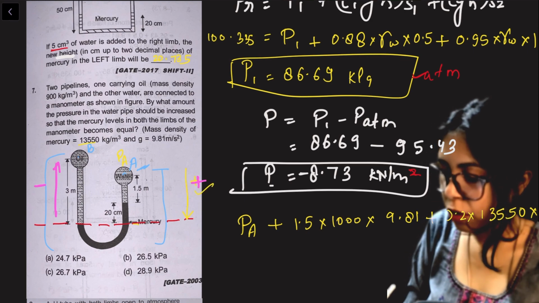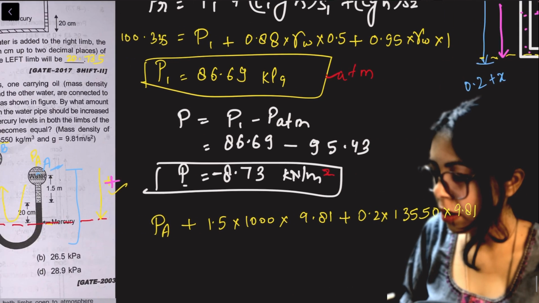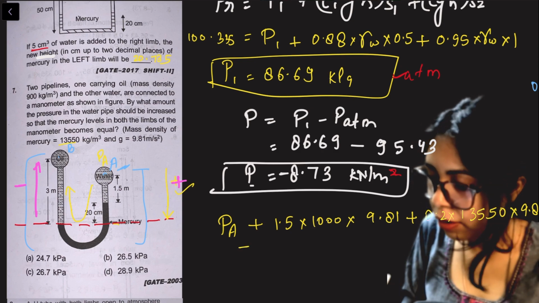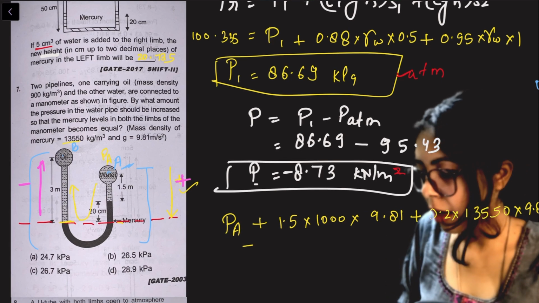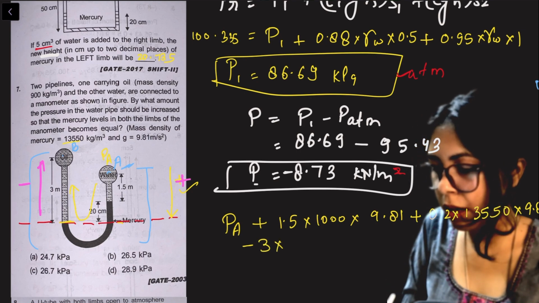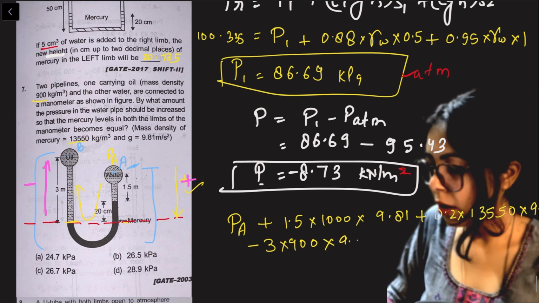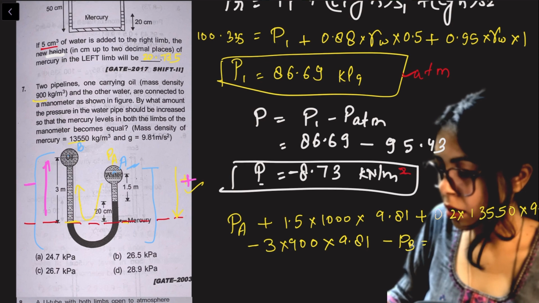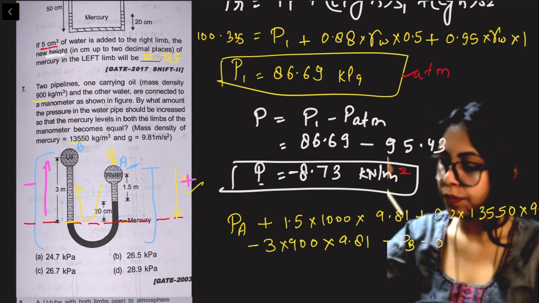Now I am going to the left limb, from right to left, upward. Upward means negative. So I will put in this equation negative of, again there is oil, fully oil, above the datum line. So oil is having 3 meter height into, see oil's mass density already given, so 900 into 9.81, and there will be pressure of PB. This is equal to 0. This is how we write the equation for pressure.